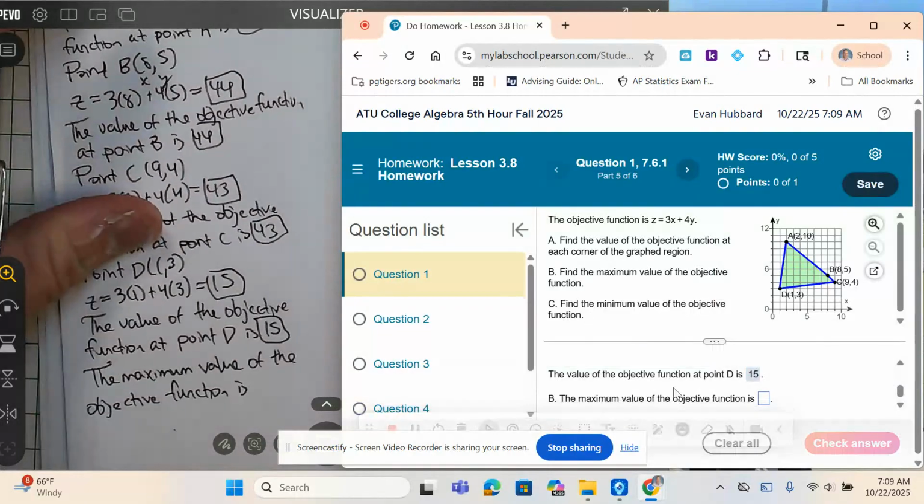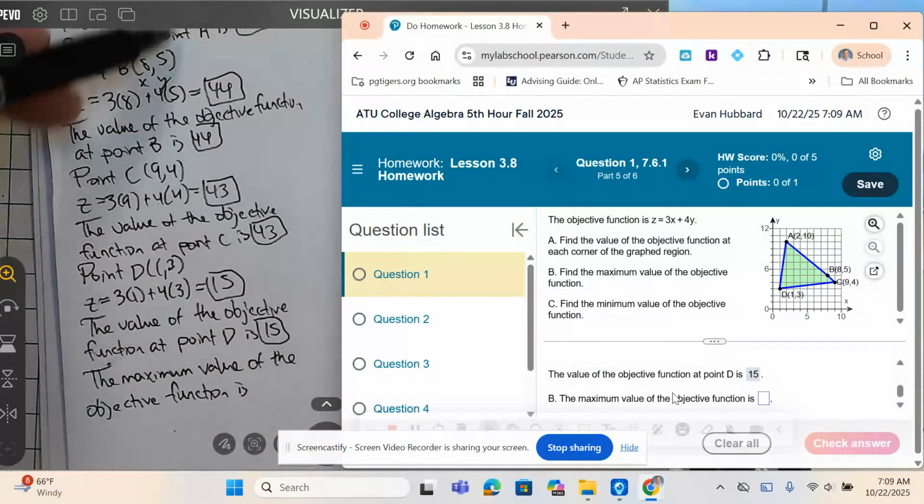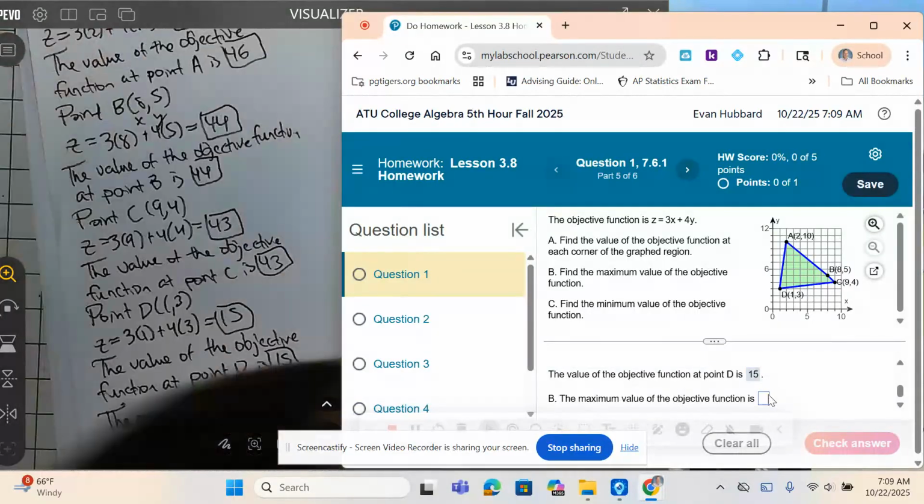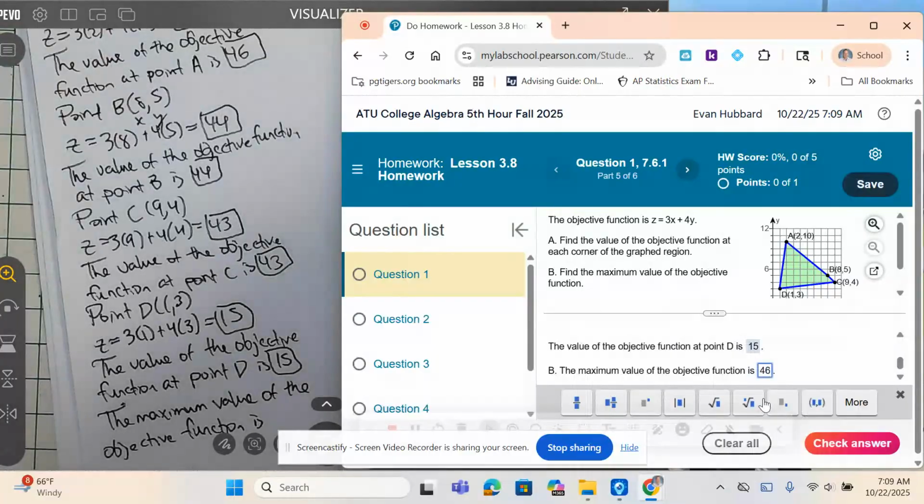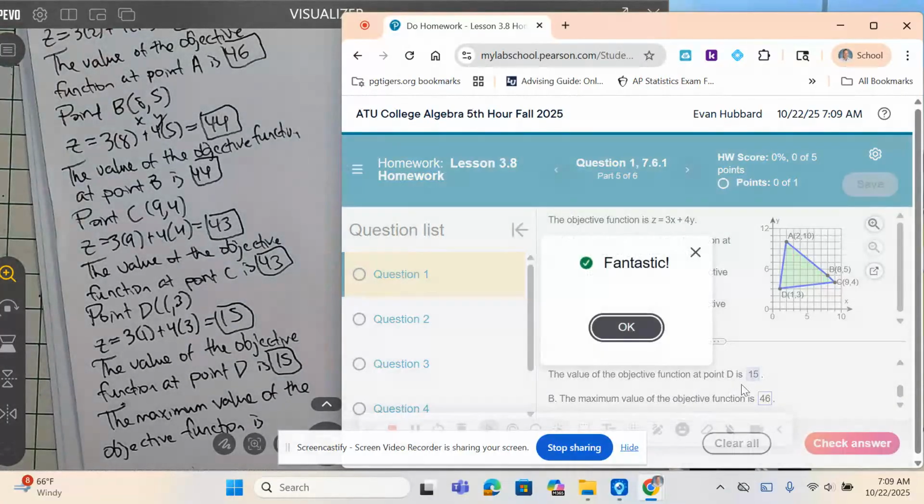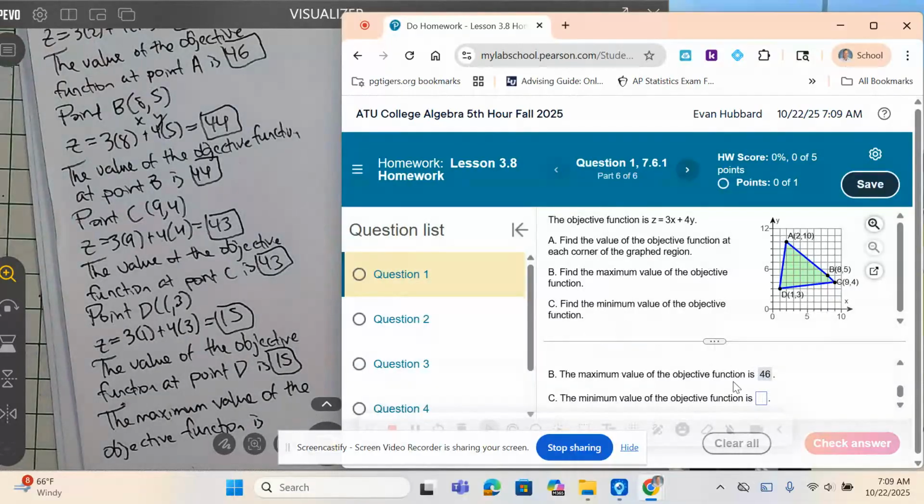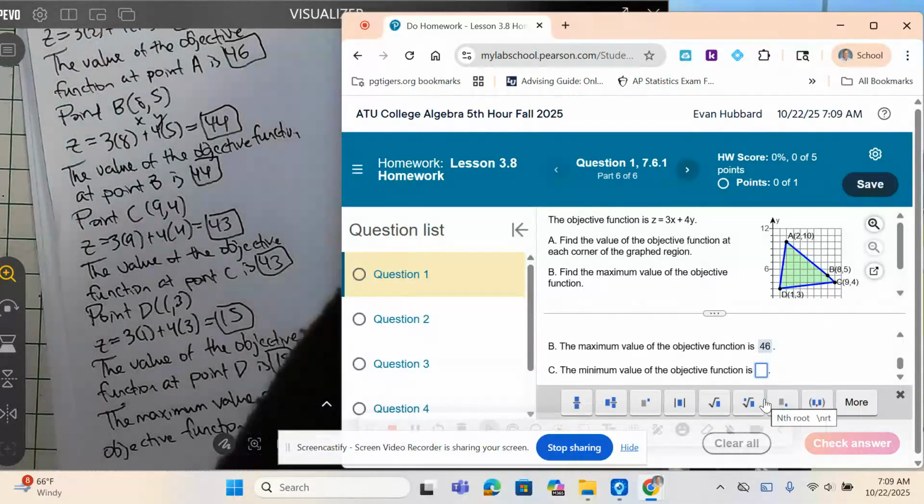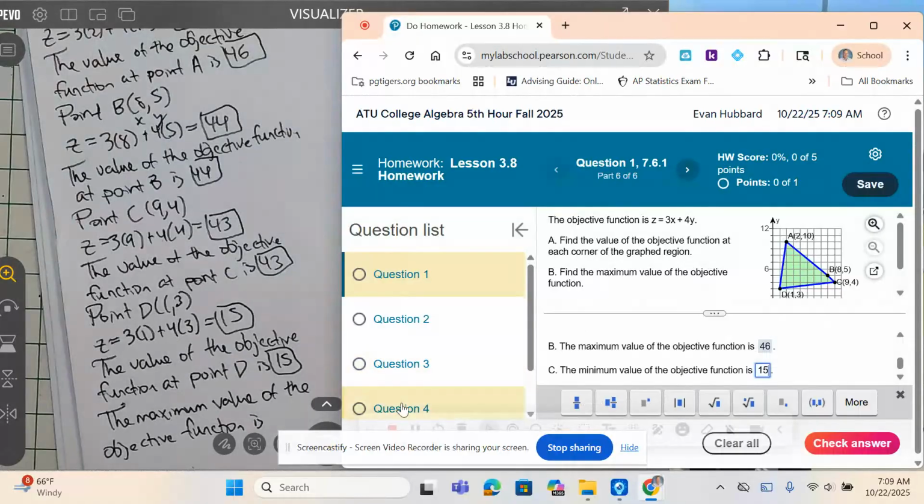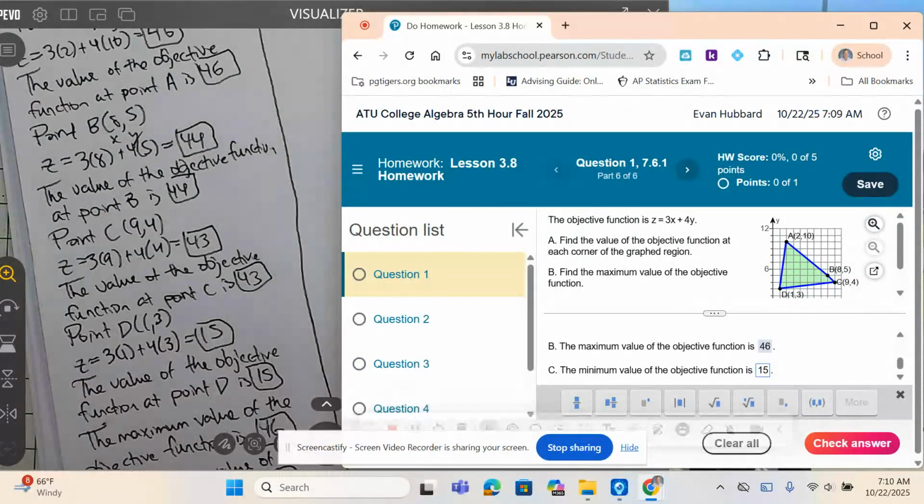So now we're going to look at the maximum, which one had the highest value. Well, it looks like it'd be point A, 46. So 46 is my highest. That'd be the maximum value. And my minimum value would be the lowest, and that'd be 15. All right.